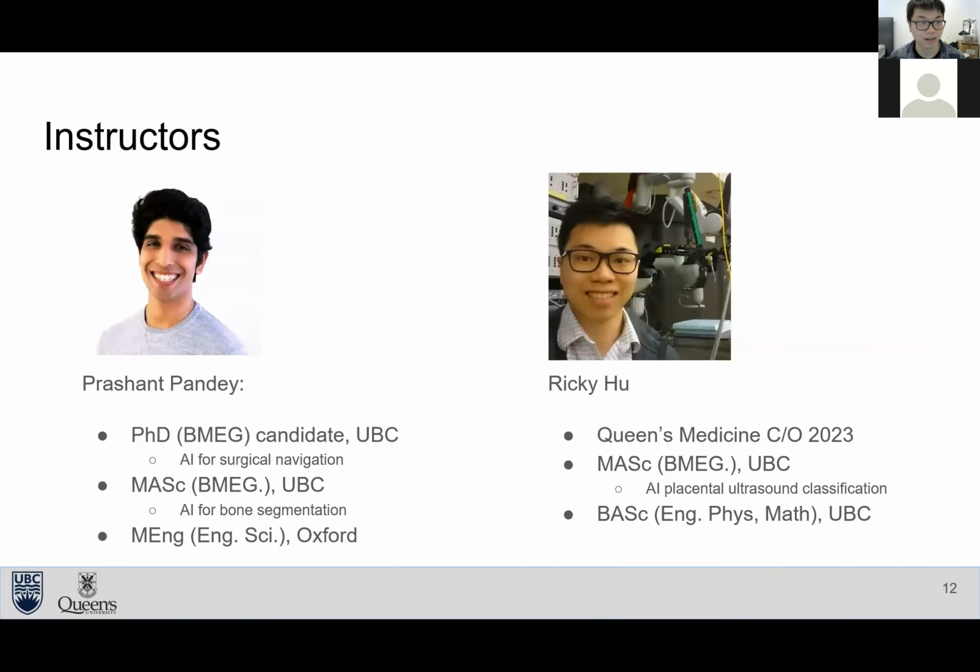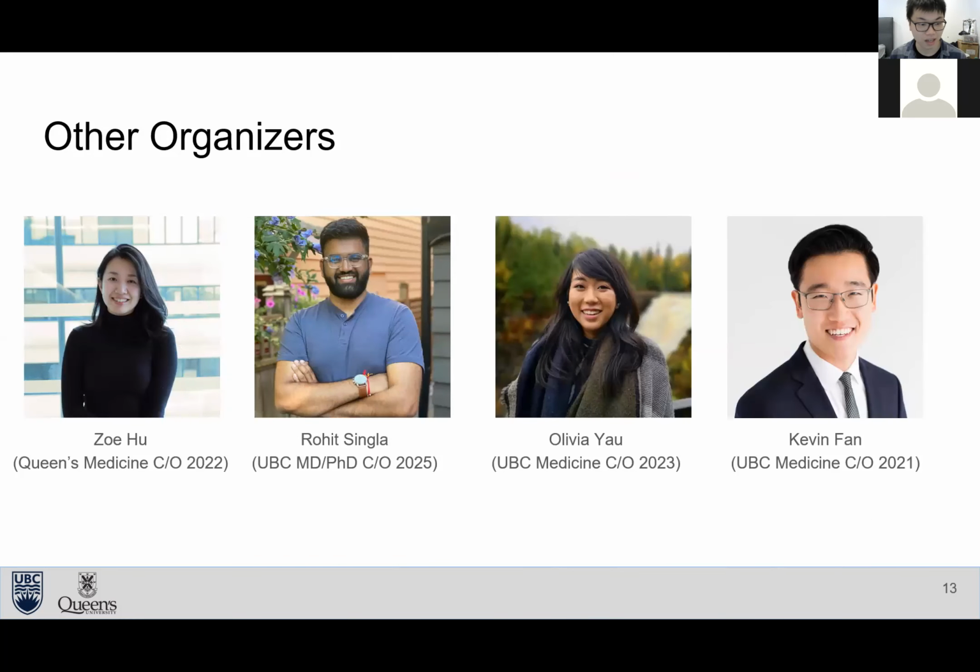It's a flex slide. I'm not going to go over me, but Prash actually helped a lot. He's not here, but he helped a lot with developing the Python notebooks that will be used to give some programming examples. And he's very well accomplished. He has an engineering science degree from Oxford. So he's certainly the technical backbone of this course. Not to discredit other organizers, Zoe, Rohi, Olivia, and Kevin also helped organize this course.